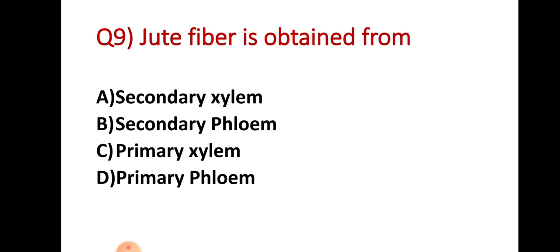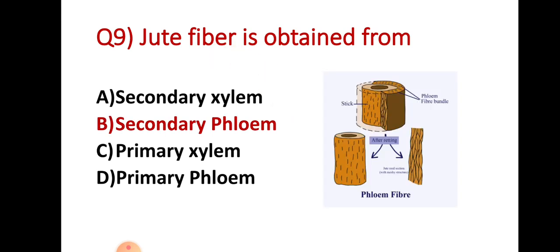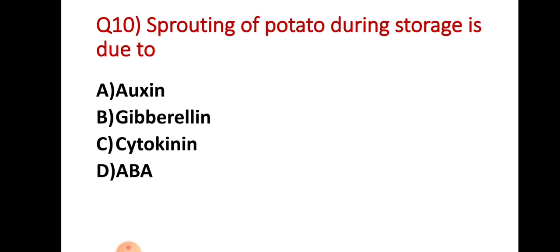Jute fiber is obtained from secondary xylem, secondary phloem, primary xylem and primary phloem. We know this, they are the stem part, means they are found in phloem, and the right answer for this question is secondary phloem. Option choice B is the right answer for question number 9. Now let's see question number 10.